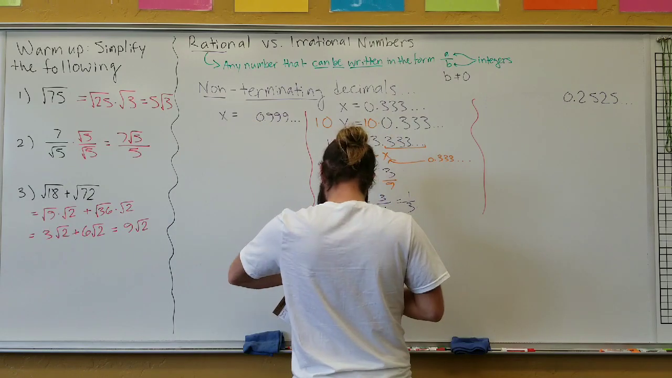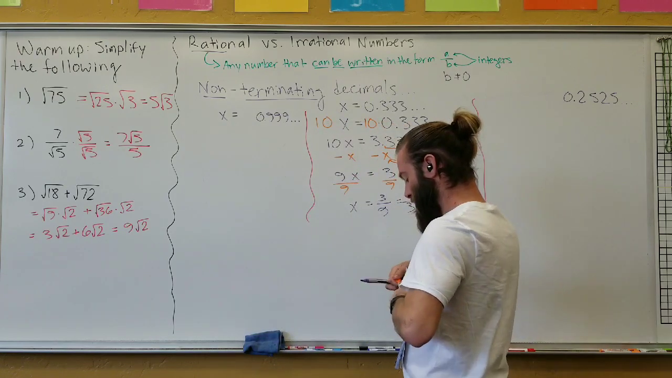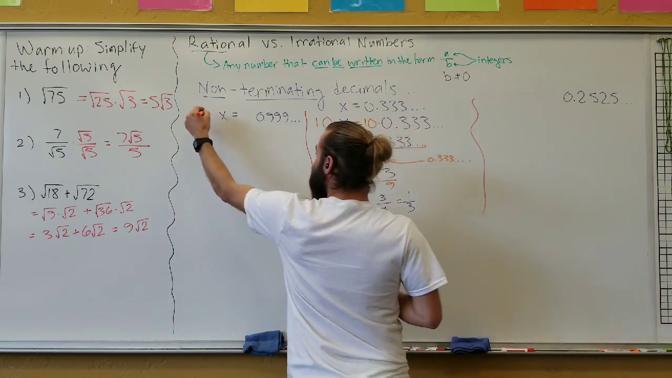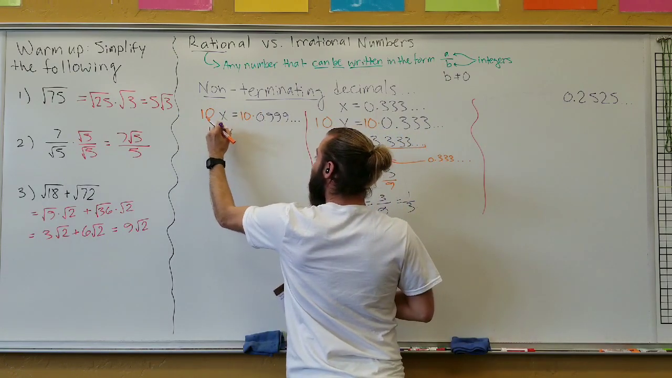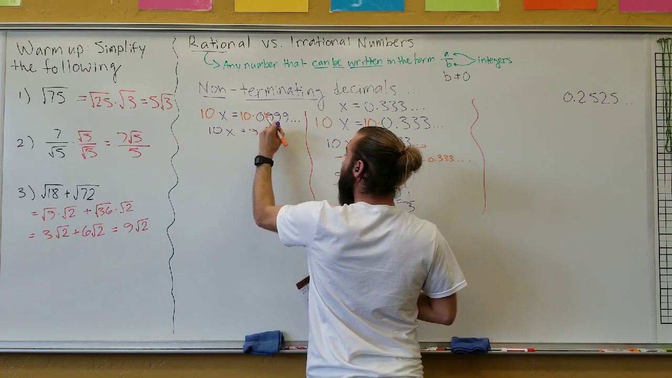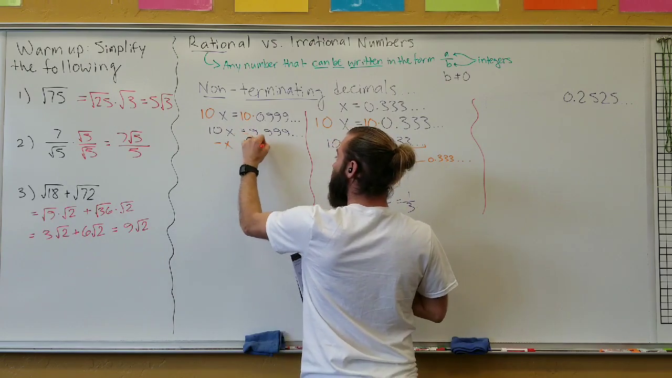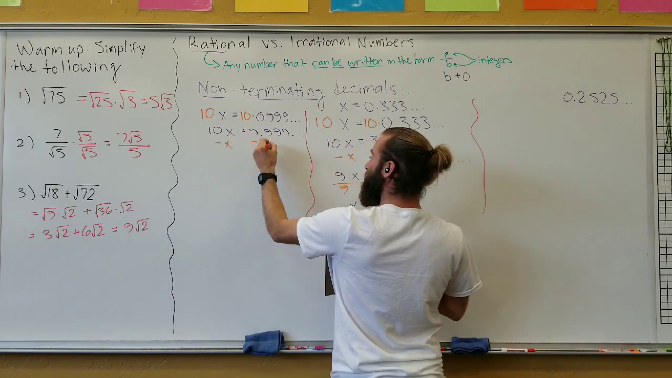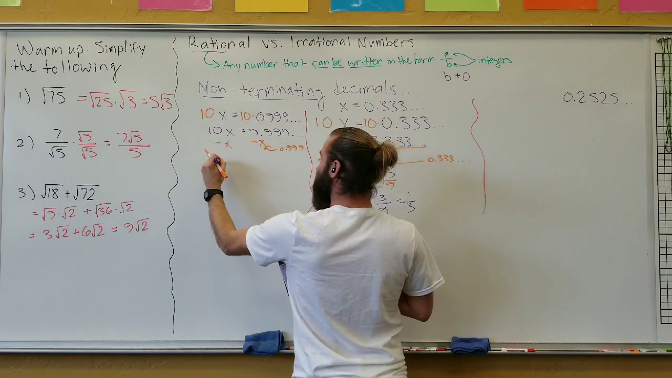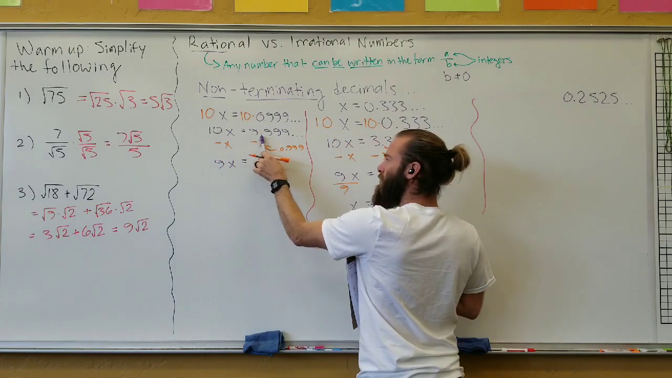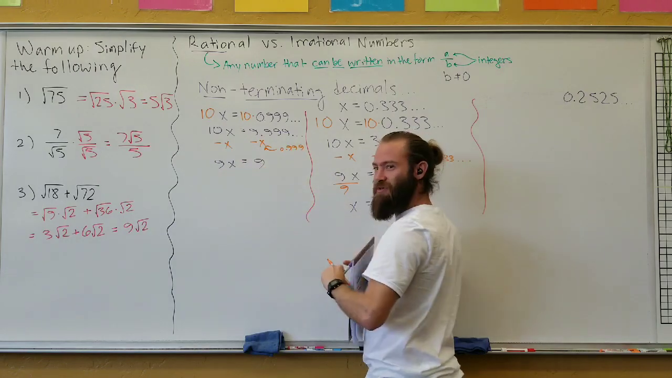We're going to do the same thing. x equals 0.999 repeating, and then we're going to multiply by 10 again. And what we're going to get here is 10x equals 9.999 forever. And then we're going to do the same thing, minus x. And again, don't forget, in our case, x is the same as 0.999. And so this becomes 9x equals, well, 9.999 minus that just leaves me with 9.